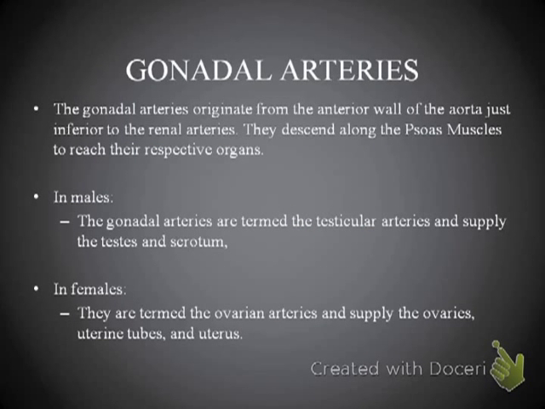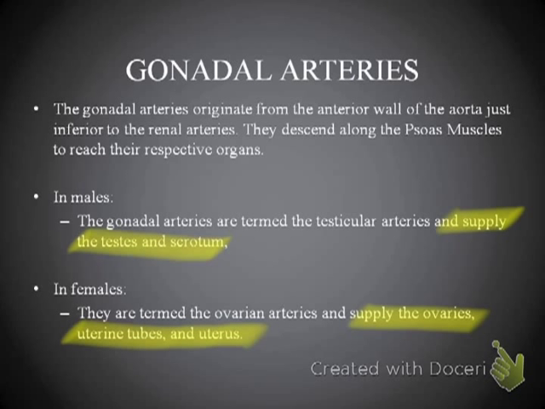We also have the gonadal arteries. The gonadal arteries originate from the anterior wall of the aorta, just inferior to the renal arteries. They descend along the psoas muscles to reach their respective organs. In males, the gonadal arteries are termed the testicular arteries and supply the testes and scrotum. So know that the gonadal arteries in males supply the testes and the scrotum. In females, they are termed the ovarian arteries and supply the ovaries, uterine tubes, and uterus. So just keep that in mind, these 2 structures.